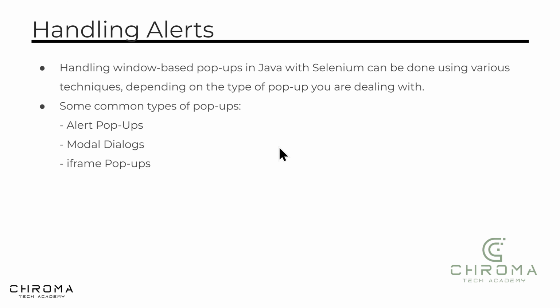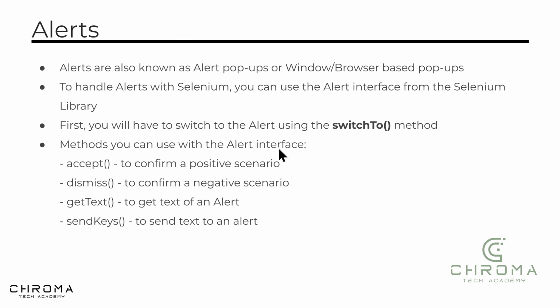Okay, so alerts. Alerts are also known as alert pop-ups or window/browser-based pop-ups, and we'll talk about why that is in just a moment. To handle alerts with Selenium, you can use the Alert interface from the Selenium library. First, you will have to switch to the alert using the switchTo method. Methods you can use with the Alert interface are accept, dismiss, getText, and sendKeys, and in this video we'll talk about some of these and how you can use them.